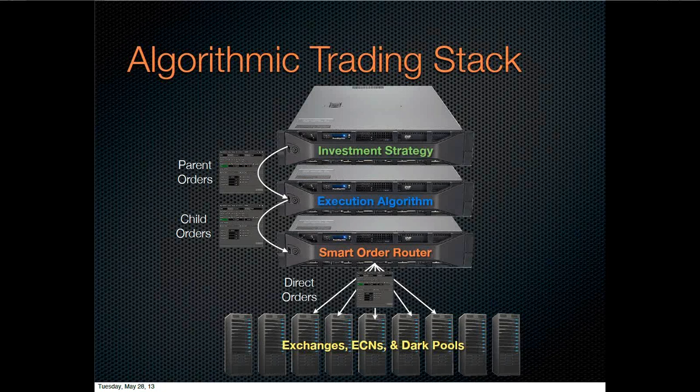And the execution algorithm would then take on the job of working that order over some time period, and typically generating a lot of different child orders as it breaks up the 30,000 shares into orders of maybe 100, 200, and 300 shares. So you've got the distinction between a parent order and a child order.